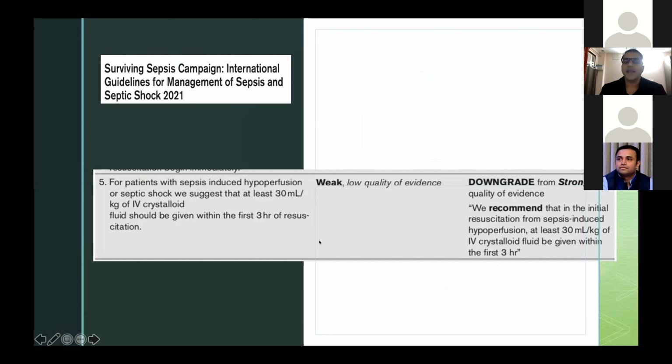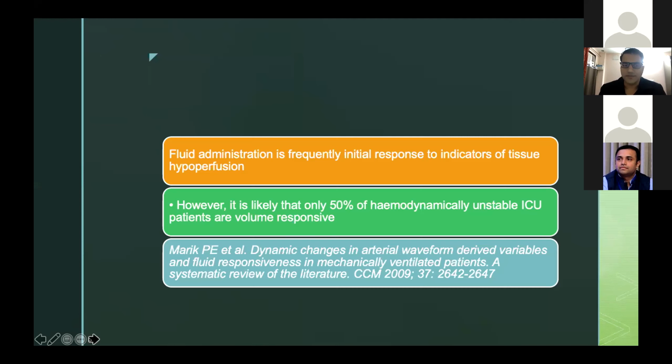But according to the latest guidelines, the recommendations have come down from strong to weak, with a low quality of evidence. The guidelines recommend that for the initial resuscitation from sepsis and sepsis-induced hypoperfusion, we give at least 30 mL per kg of crystalloids within the first 3 hours, but the level of evidence has come down. Now, why is it like this?